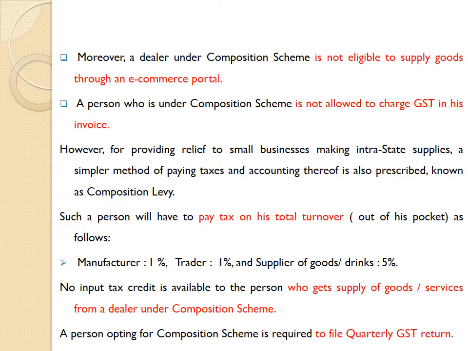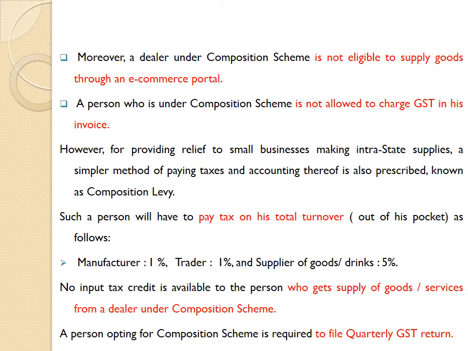So this is the composition scheme, which is applicable and useful for taxpayers or small businessmen having turnover less than 1.5 crore. They are not required to pay GST separately by considering the slab rates, but they are required to pay tax on the basis of their turnover.